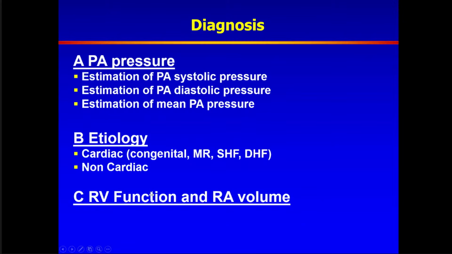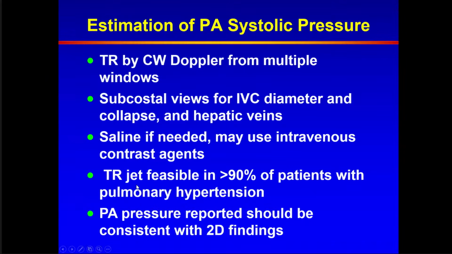And clearly, it's an integral part of the evaluation of patients with pulmonary hypertension to look at their RV size and function, as well as RA volumes. These have been associated with outcome and are independent predictors of outcome beyond pulmonary artery pressures.